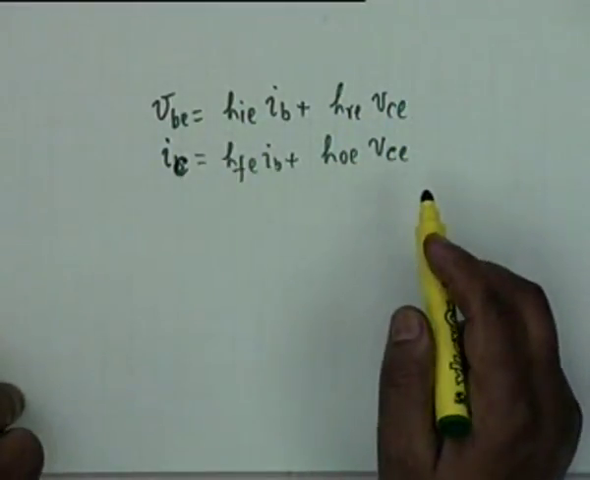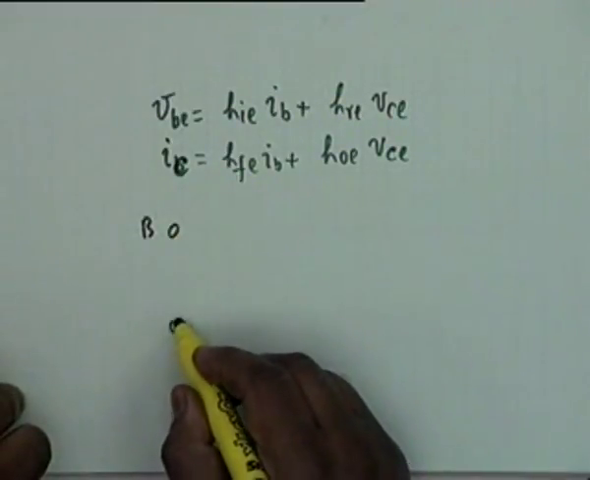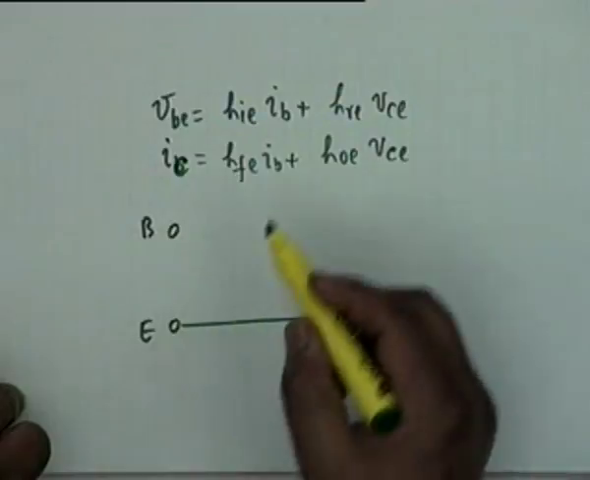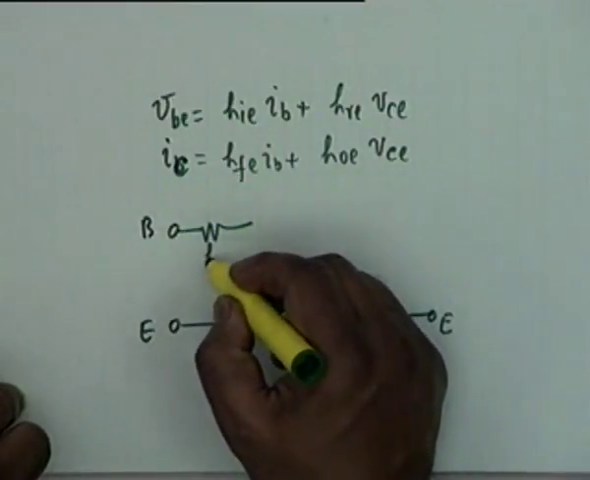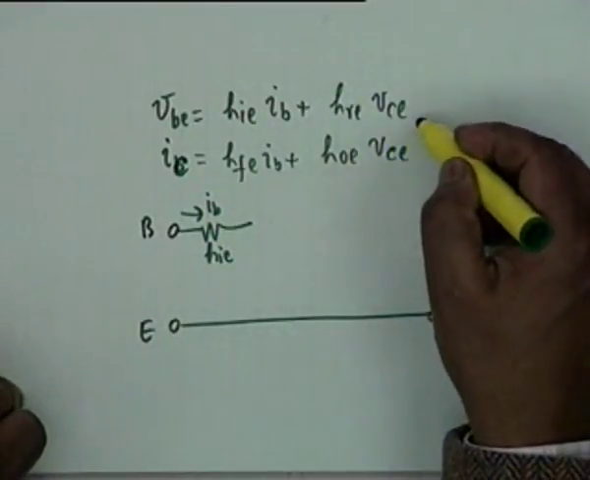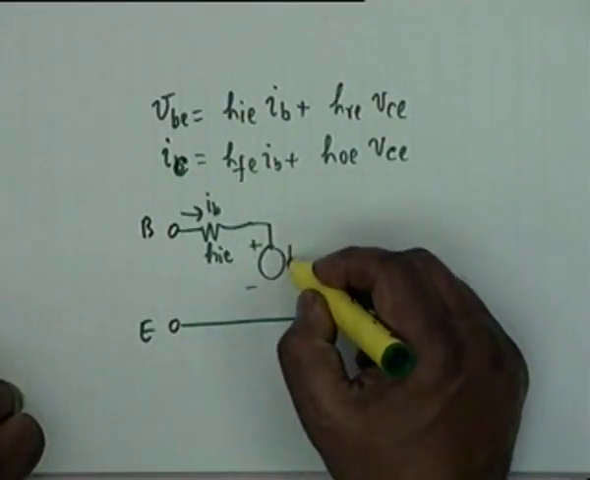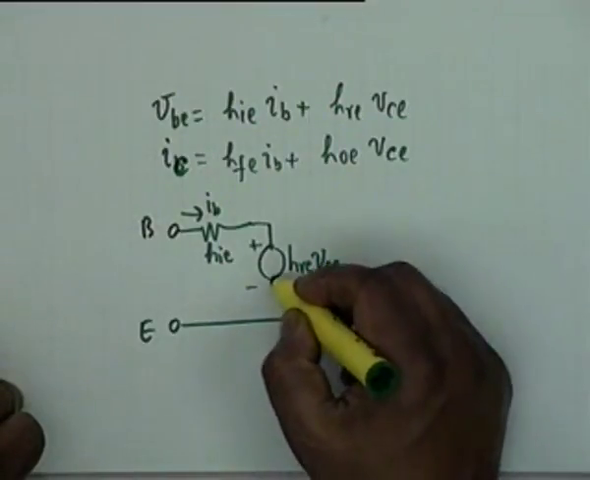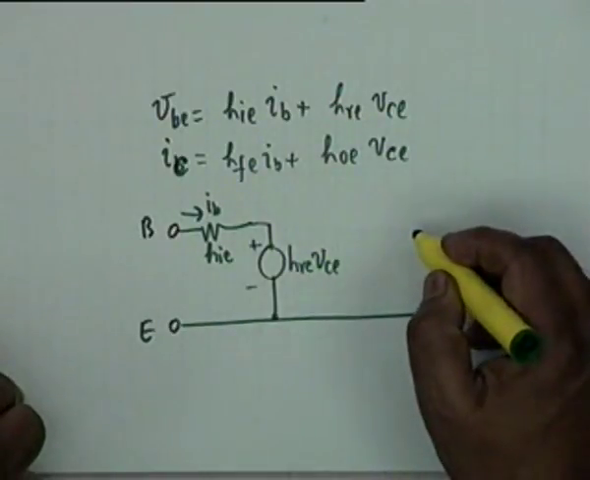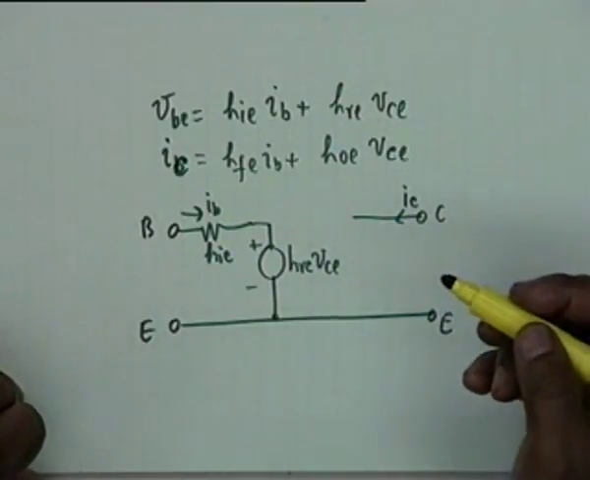If you look at these relationships, one thing is obvious, that we can draw an equivalent circuit like this. Between VBE and IB, the relationship is there is an HIE, this current is IB, and then there is a voltage controlled voltage source. So I draw a voltage source which is HRE VCE. The other one is the second relationship, I sub C, this is the collector current. I sub C is the sum of two terms.